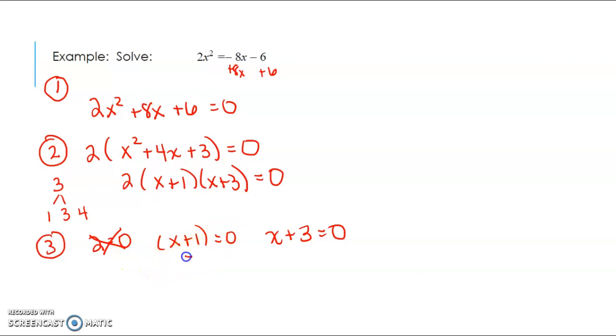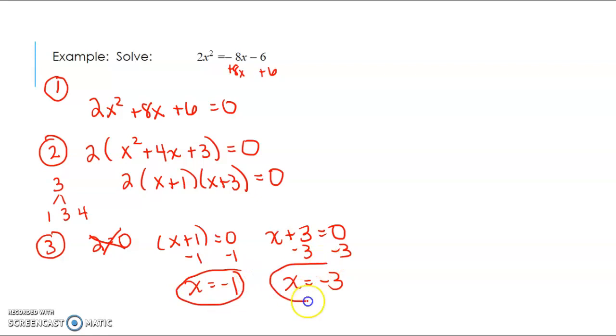So here, I'm going to minus 1 to both sides. X equals -1. Here, I'm going to minus 3 to both sides. X equals -3. And those are my 2 zeros. So I know about this parabola. I know that it's going to open up because my a is greater than 1. I know that it's going to intercept the x-axis at -1 and -3.